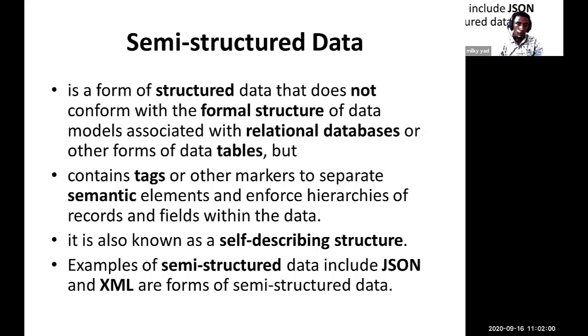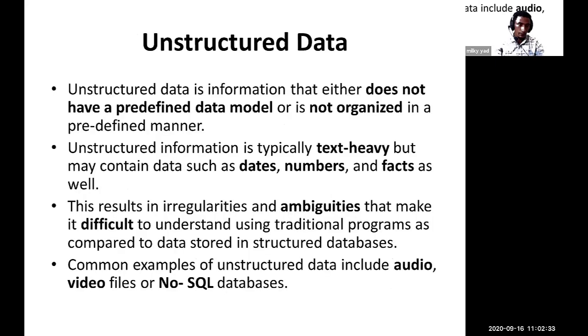It is also known as a self-describing structure because it has what? It has a meaning, or a semantic, or a tag. For example, we can consider JSON files or XML files. Actually, these are more technical words related to computer science or computer programming, for developing, for example, different websites or mobile applications and so on. So JSON files, XML files, and so on, we call semi-structured files.